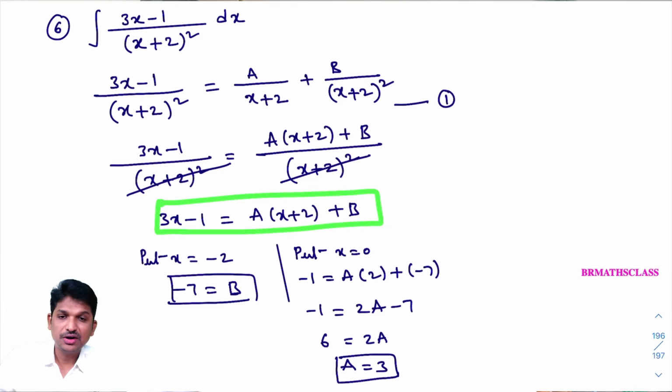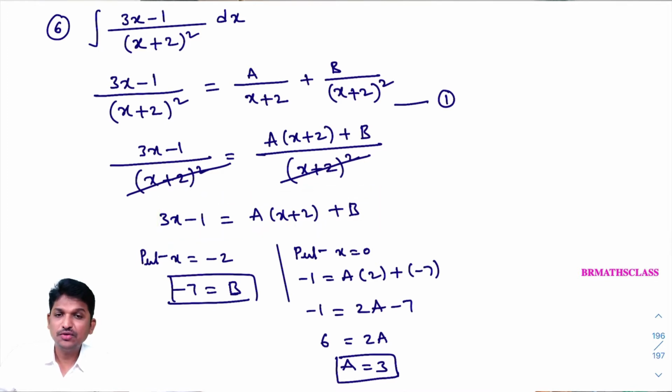This is true for all real values of x. You can put any x value. As I want to find a value, b value, I can get b value easily by making this term 0. You just put x plus 2 equal to 0, then you will get x equal to minus 2 to get the b value. To get the b value, I need to put x equal to minus 2.